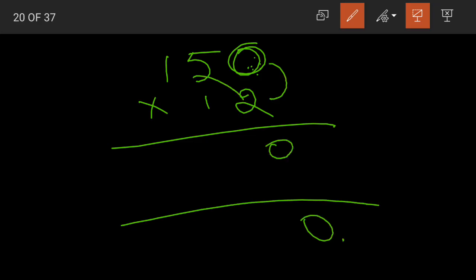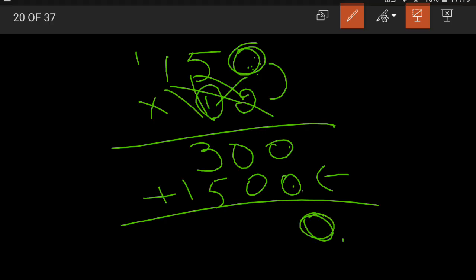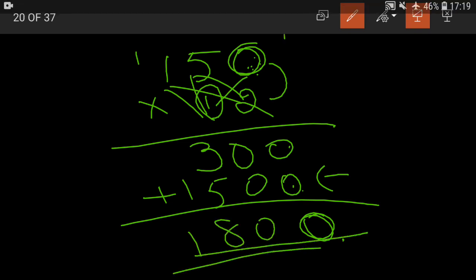2 zeros are 0, 2 5s are 10, 1 carry, 2 1s are 2 plus 1 is 3. Moving on to the next digit 1 here, placing 1 zero first. 1 zeros are 0, 1 5s are 5 and 1 1s are 1. Adding up partial products, 0 plus 0 is 0, again 0, 8 and 1. What is our final answer? 1800 is our final answer.